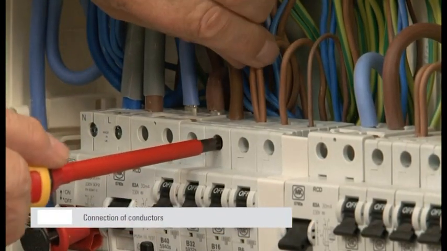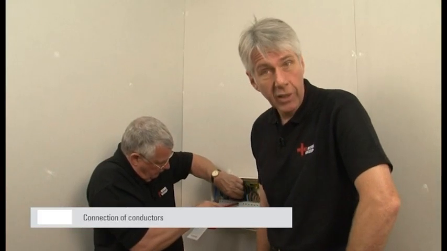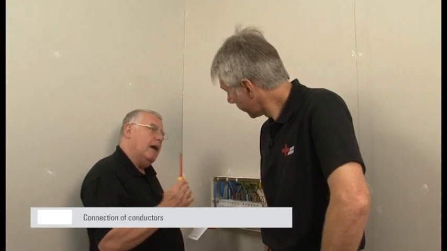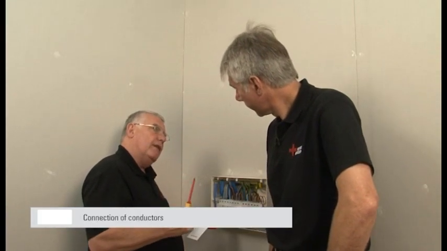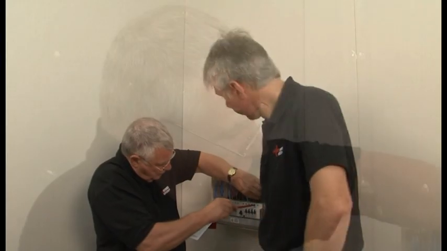Next, we have connections of conductors, and here the inspector needs to check that every connection is sound, both mechanically and electrically. This is vital, Dave. The most common cause of fires is loose connections. Absolutely. Part of this is also ensuring that all connections in a wiring system are accessible for future inspections.